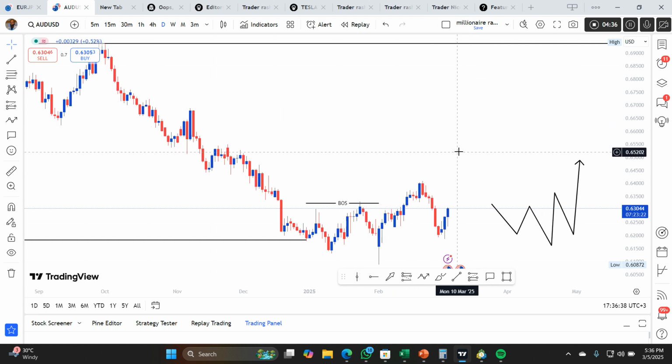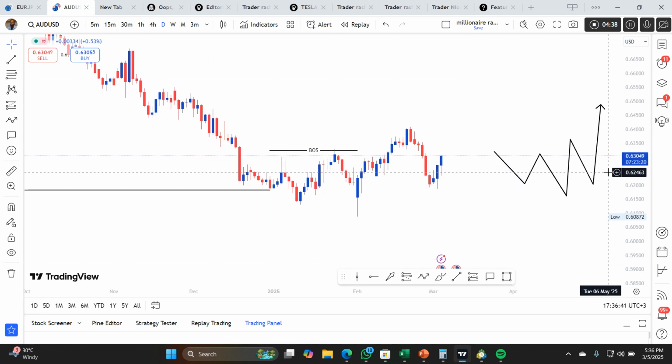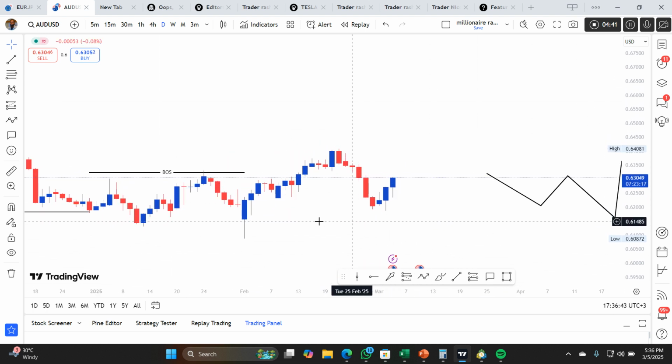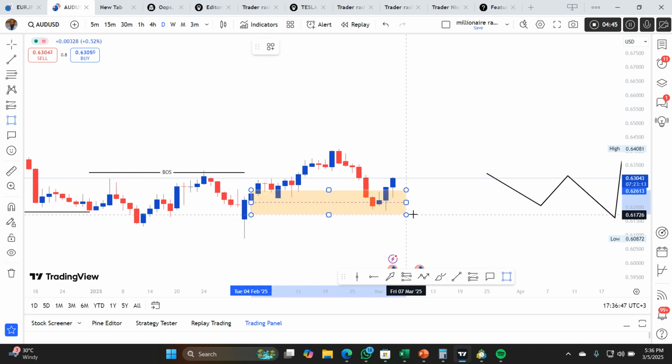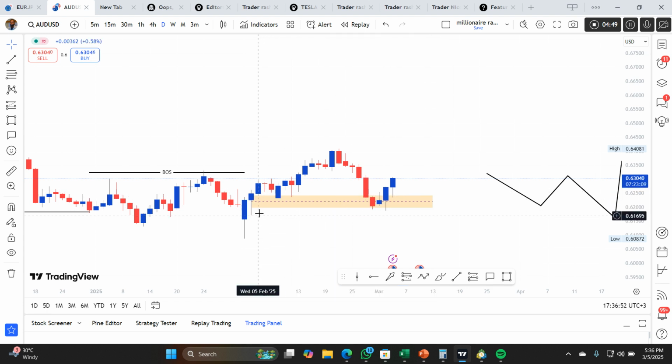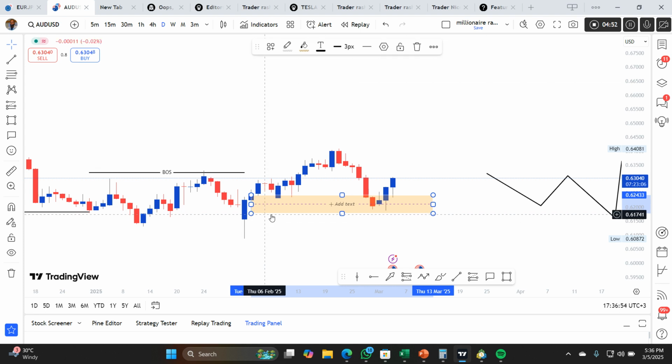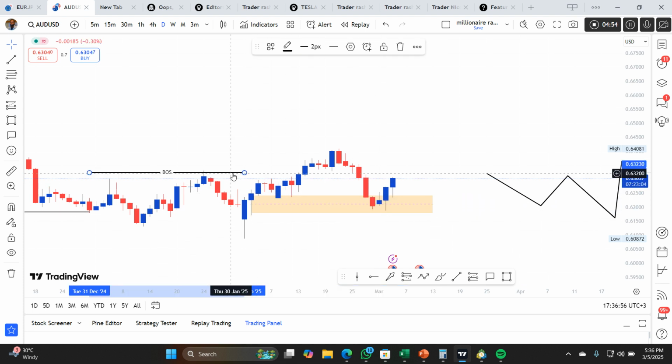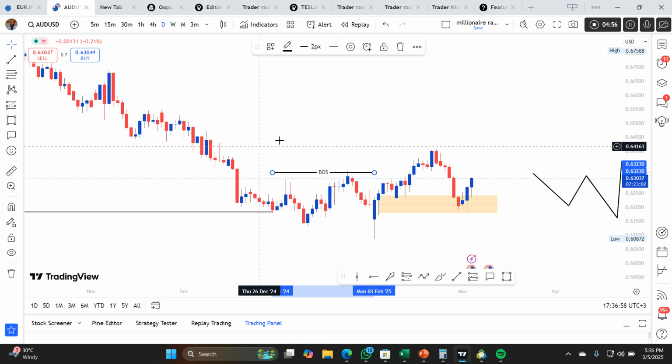Now, that being said, we are going to look at what we have at the moment. We can see at the moment that the market really respected this demand zone here. The market really respected that demand zone, and we were able to just close above the demand zone, which is good, indicating that the buying pressure is currently on.